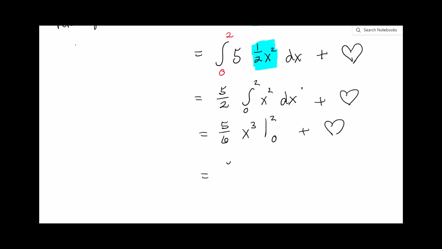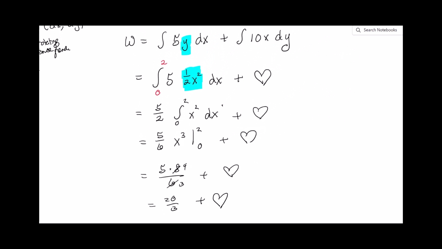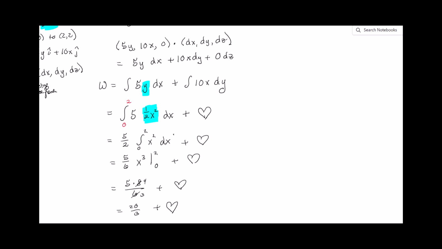So that's 5 times 8 over 6, and this is the part I always get wrong, divided by 2 is 3. So 20/3 plus whatever this other thing is. Okay, so that's part of the answer. Part of the answer. Now, let's try this again.